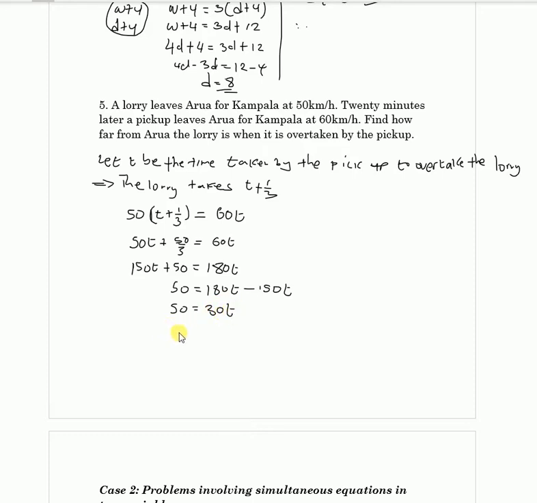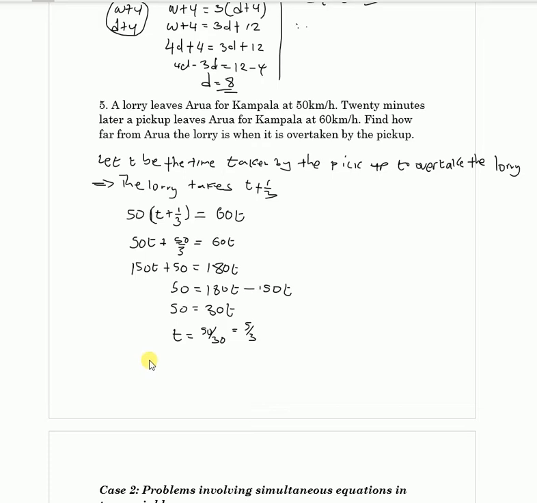and it means that t is equal to 50 over 30, which is equal to 5 over 3. That's the value of t. And so for the distance covered, you can substitute the t either here or there, any of the two. Both of them will give us the same answer. But since they are saying find how far from Arua the lorry is when it is overtaken, we shall use the one for the lorry.